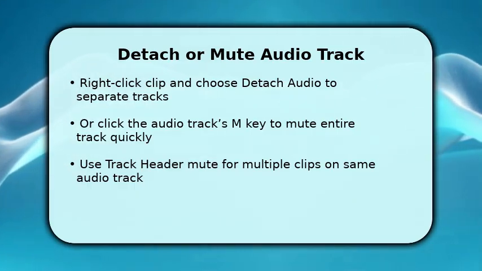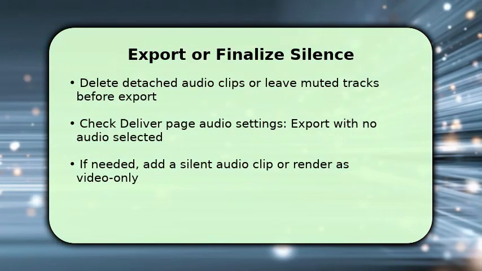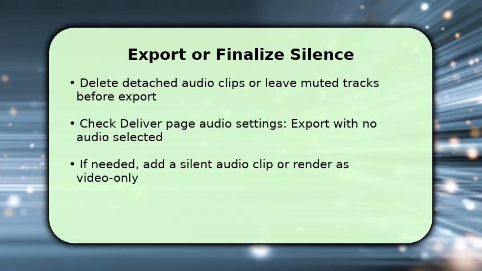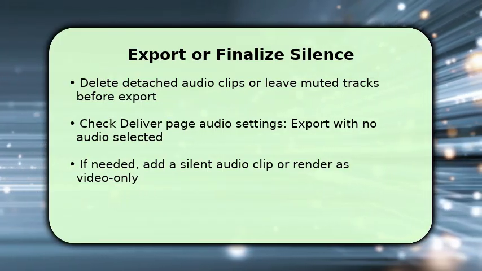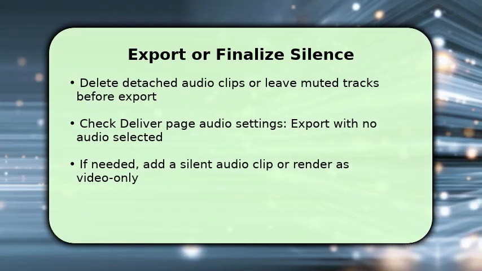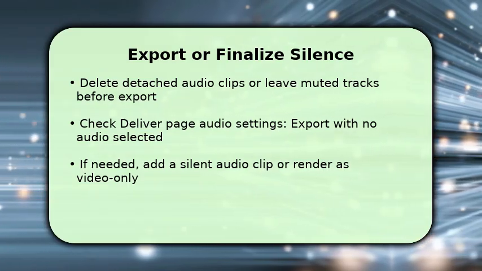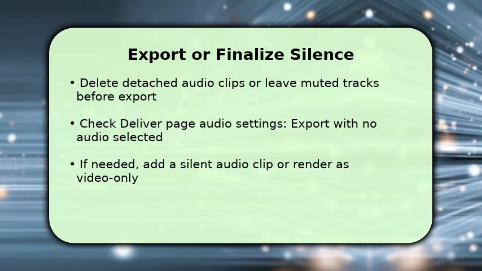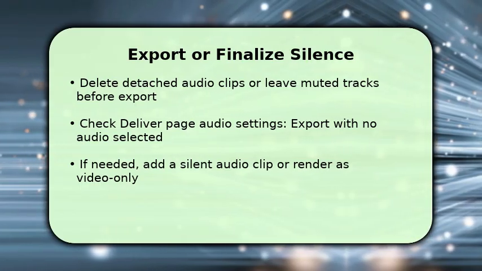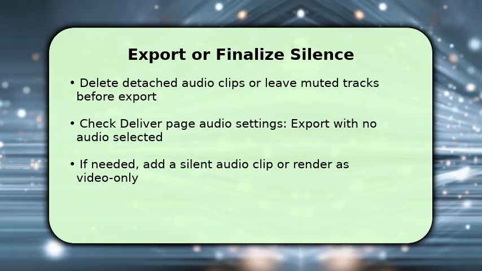Finish by making sure exports contain no audio. Delete any detached audio clips or leave the track muted, and then go to the Deliver page. In the Export settings, uncheck Audio Export or select a video-only preset so render files have no audio channels. If your workflow requires a placeholder, insert a short silent audio clip to maintain timing. Troubleshoot by previewing the exported file locally. If audio remains, verify you didn't miss.